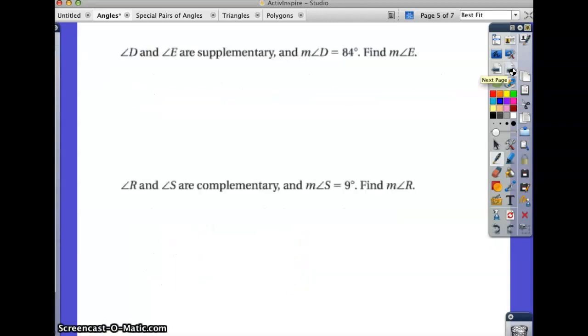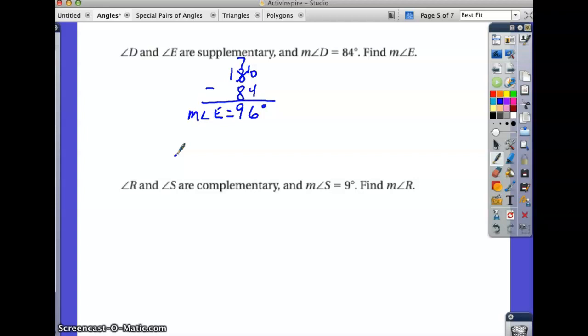Angle D and angle E are supplementary, and the measure of angle D is 84 degrees. Find the measure of angle E. Again, supplementary means the two angles have to add up to 180. So if we take 180 and subtract 84, we get 96 degrees. The measure of angle E is 96 degrees, because 96 and 84 add up to 180.